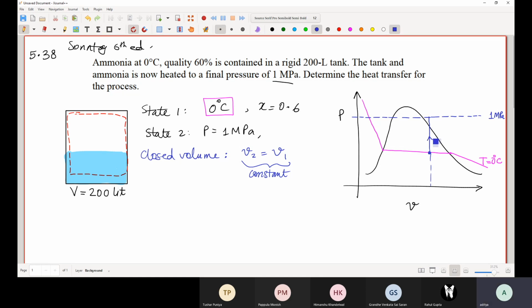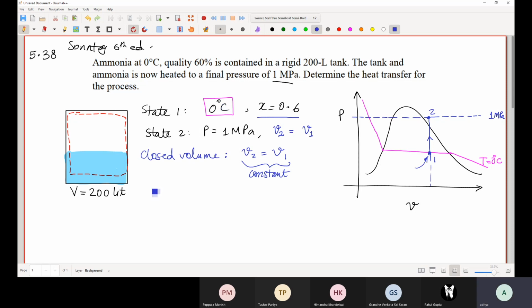Now, as of now, we do not know whether point 2 lies in the superheated zone or does it lie on the saturation curve, saturated vapor curve, or whether it lies inside. That is not important for us to know right now. All we need to know is state 2 will be qualified by a state so that V2 will be equal to V1. Are we in a position to know what V1 is? And the answer is yes. We precisely know what the quality is at state 1.